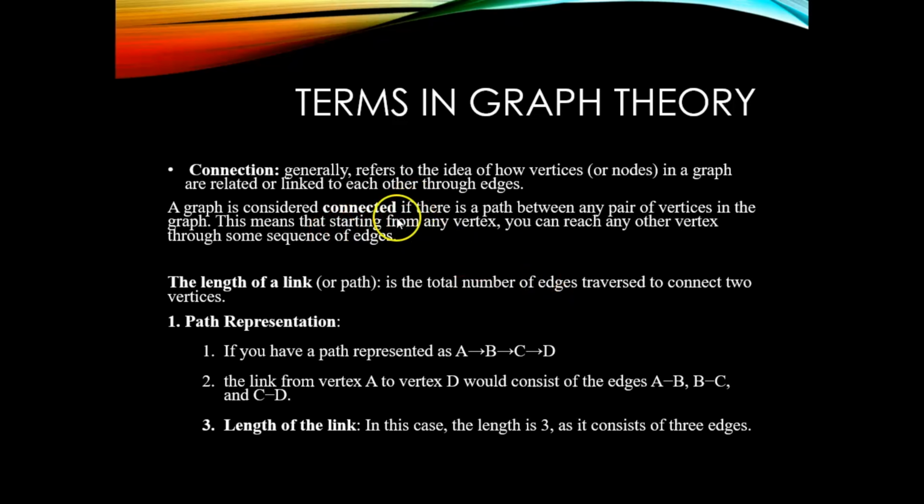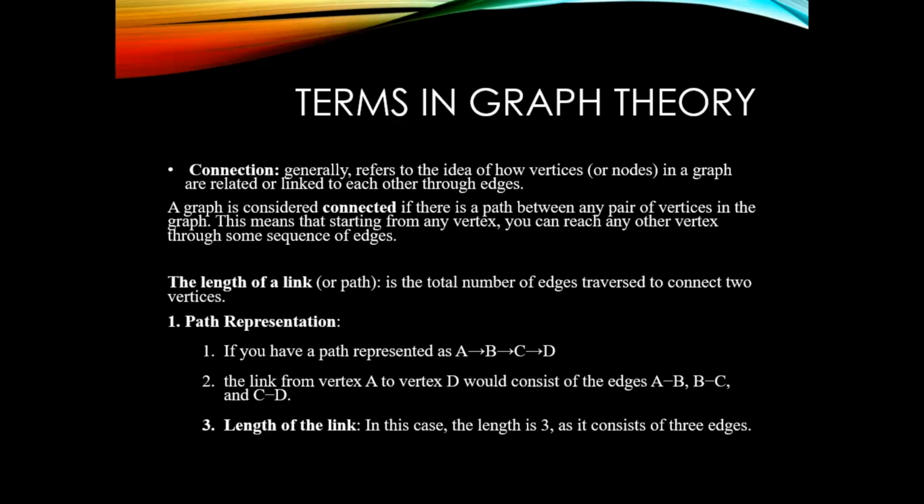Then we have what we call the connection. A graph is said to be connected if there is a path between any of the vertices in the graph. When there is a path, then there is a connection. That is just what we're trying to say.